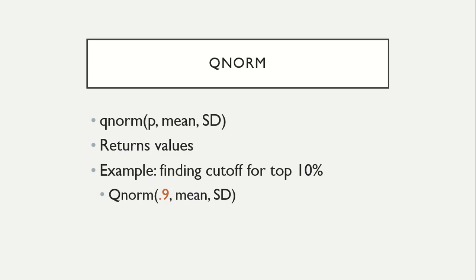Qnorm is similar except it returns values instead of probability, but it's a similar format for which you put it in. The example I have here is if you want to find the cutoff for the top 10% of something, you use qnorm 0.9, mean, and standard deviation. The reason why is because the top 10% cutoff is 0.9. You should just look at this example until you really understand why you use 0.9 here so you don't get tricked by anything like this.